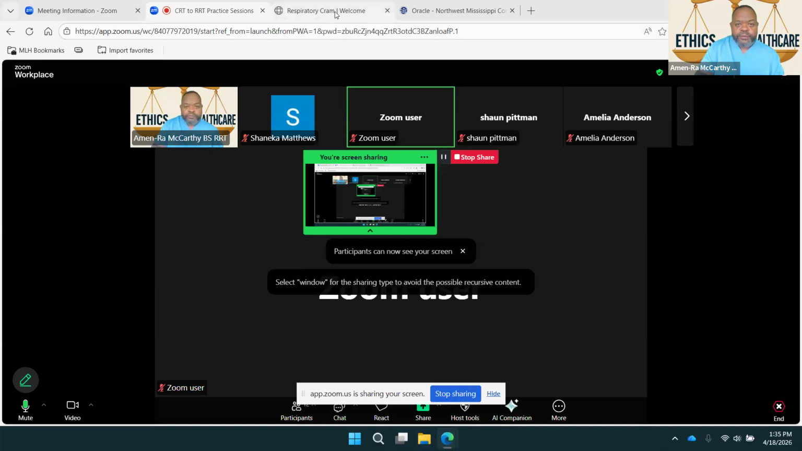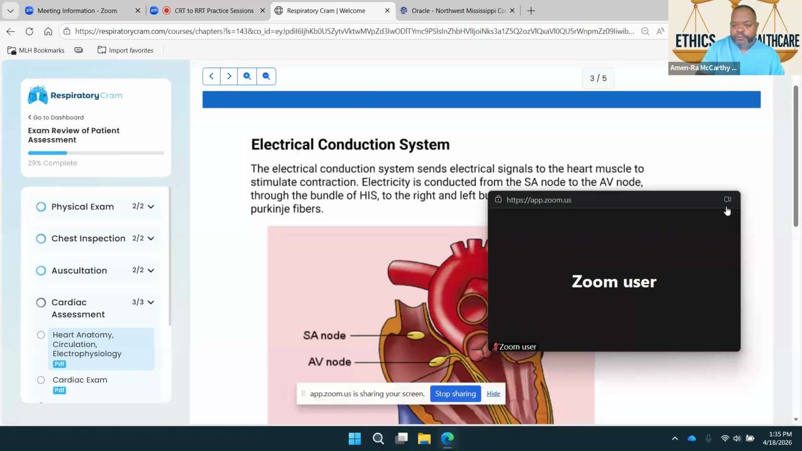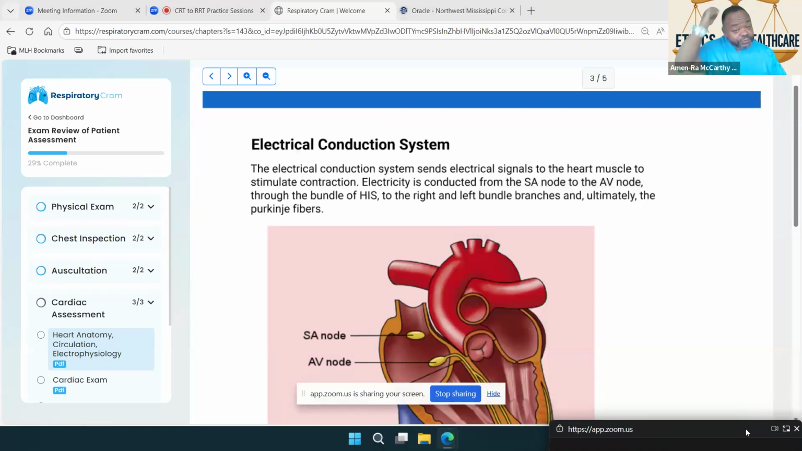All right, sharing my screen again. Here we go. All right. Can everybody see the screen that says electrical conduction system? Can you still see it? Yes, sir. Okay, cool.